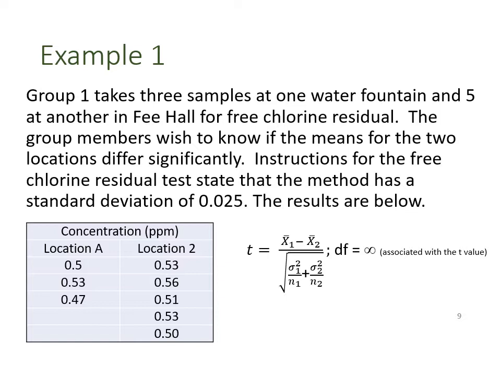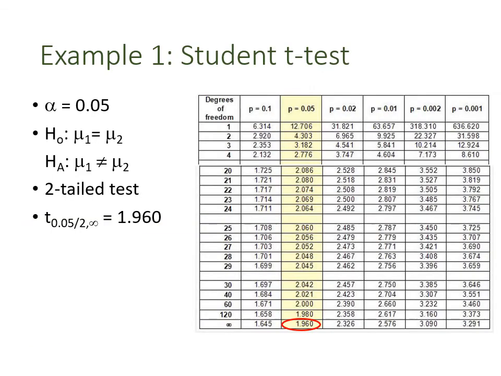significantly. The instructions for the free chlorine residual test state that the method has a standard deviation of 0.025. So we have a known standard deviation. The data that they've obtained is provided here in this table. The equation for the t-value that we'll calculate is given here, and again, as I remind you, in this case, the number of degrees of freedom are infinite. So we'll obtain a student t-test.